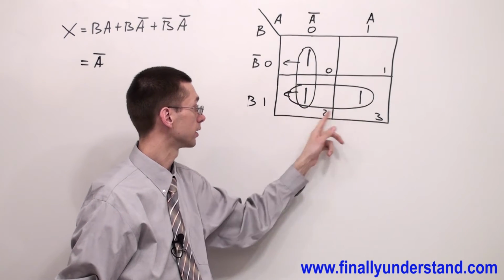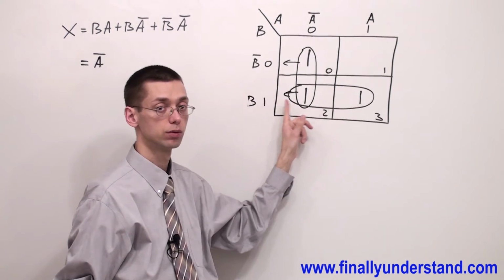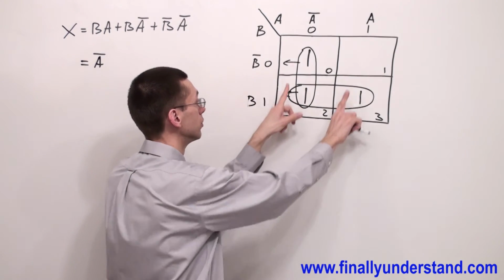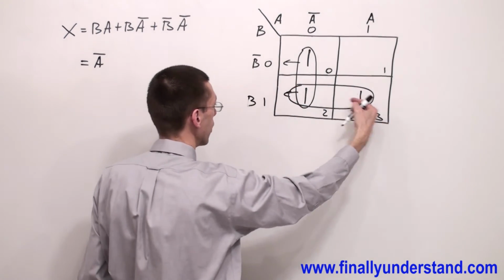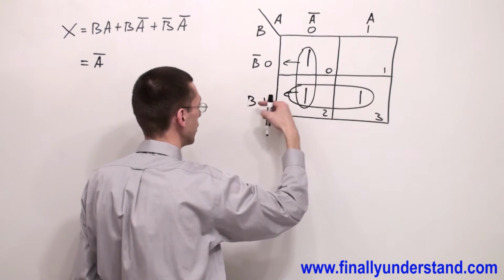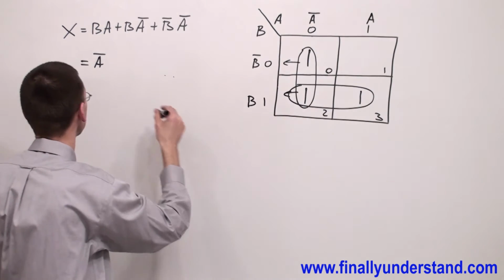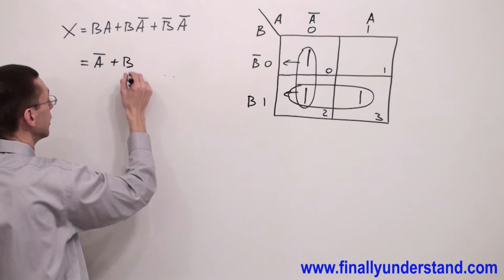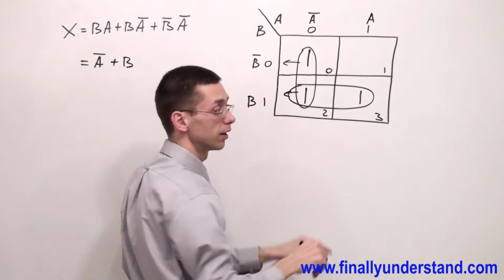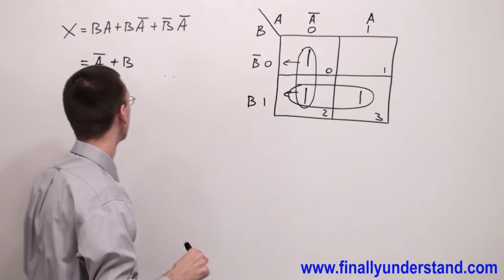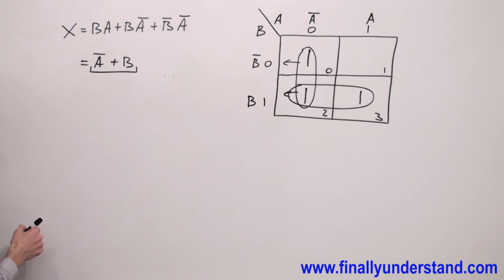Next I have to look at the second group. Second group is placed in 1 row and 2 columns. So anytime I have just 1 row, I copy down whatever is at the side of the row. I have B. And at the top of these 2 columns, I have complements. I just ignore them. So this is my expression after the simplification.